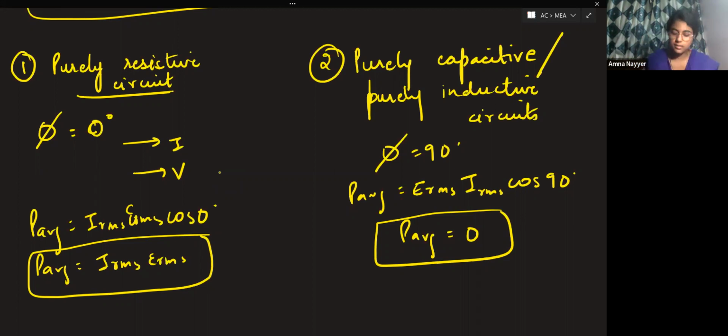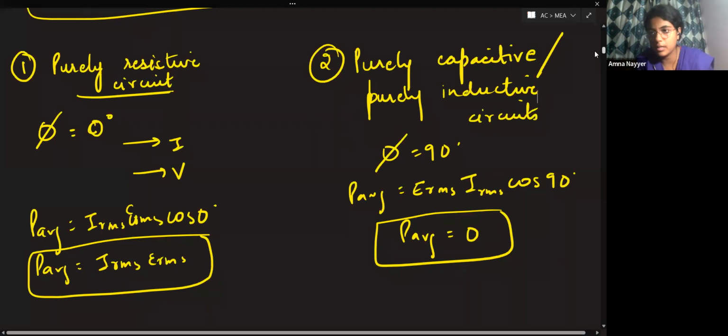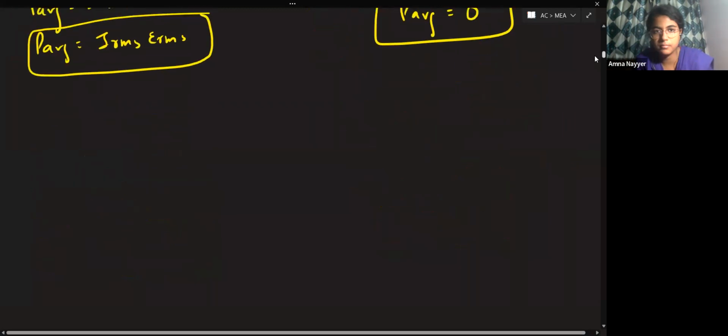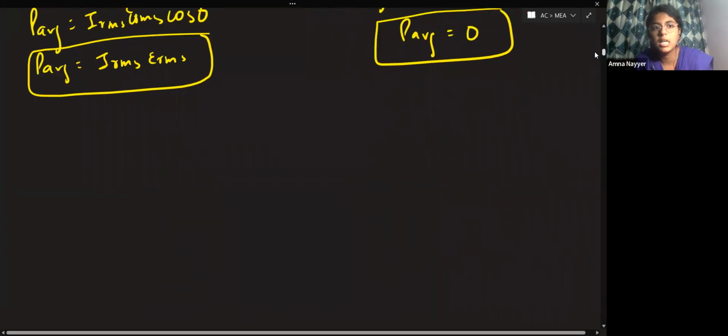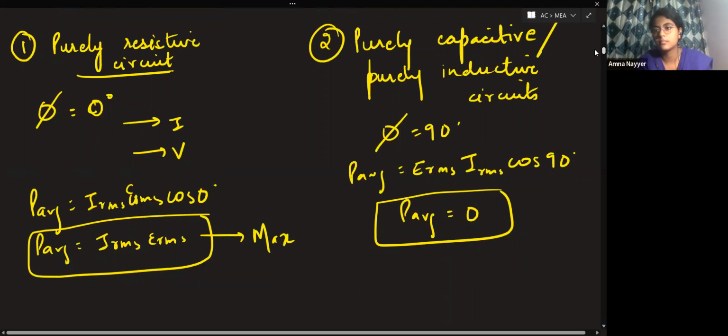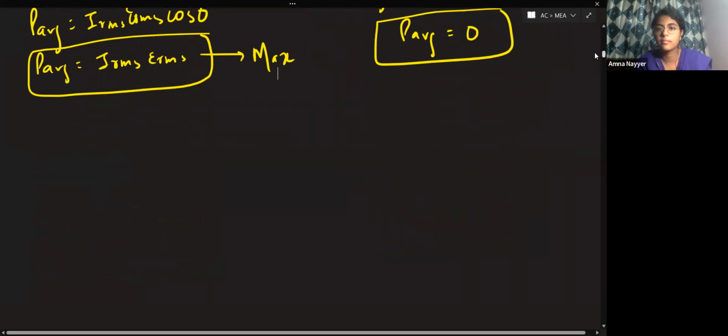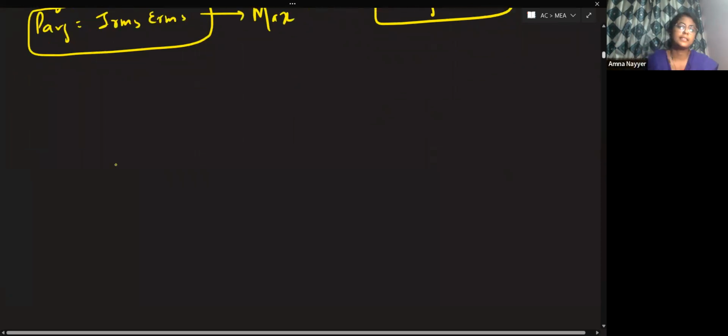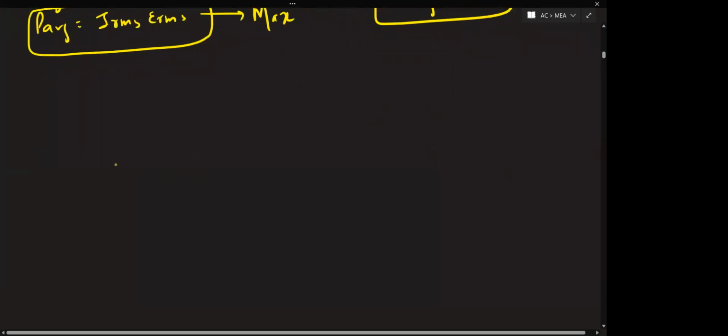One thing, class: the current that we obtain in these circuits when the power is 0, that current is known as wattless current. So here you get the maximum current. Wattless current.